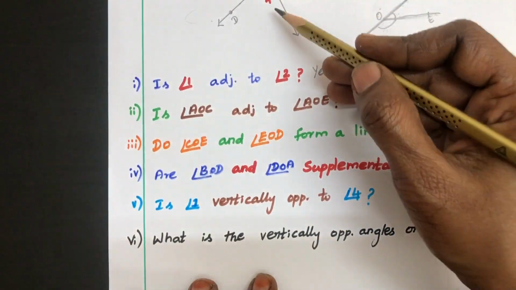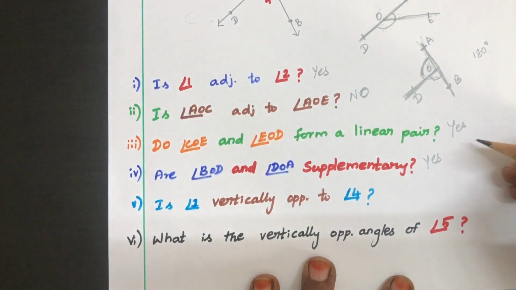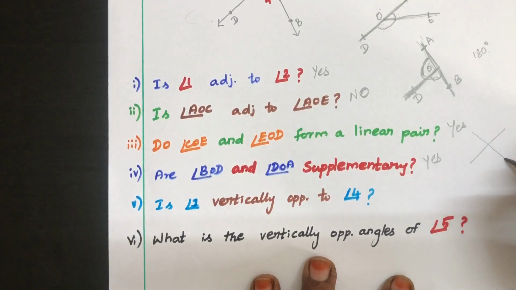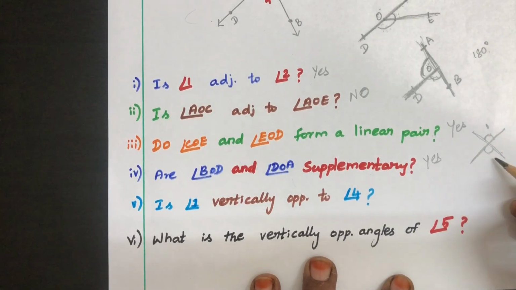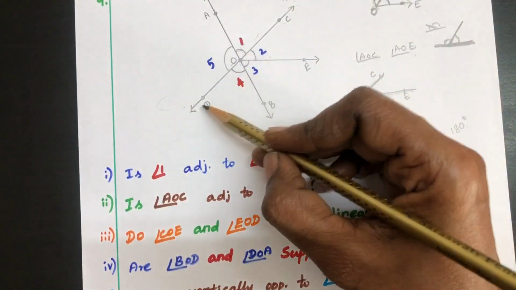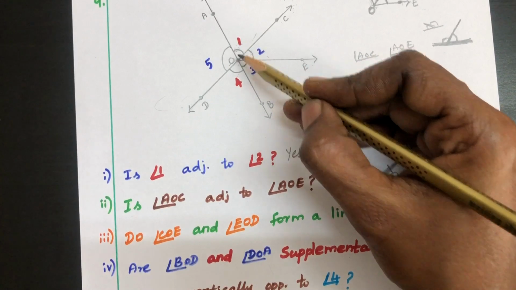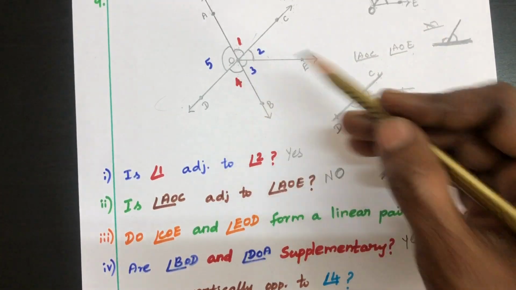Is 1 vertically opposite to 4? What do you mean by vertically opposite angles? Vertically opposite means if any two lines intersect each other. Intersect means cut each other. The angles formed opposite to each other must be equal. So not the next angle, it should be opposite. So this one is vertically opposite to 4. See here, two lines, CD and AB. AB and CD cut each other. So 1 and 4 are formed as vertically opposite angles. Correct?